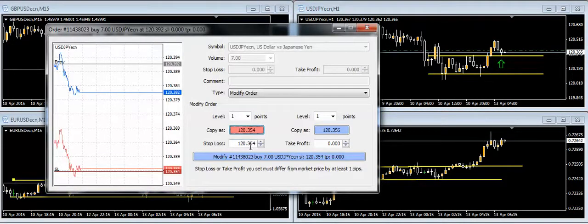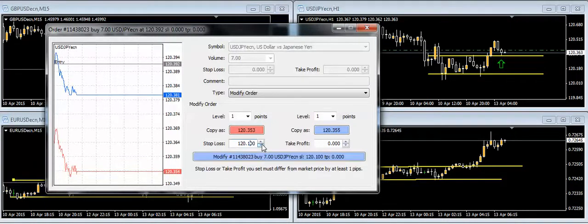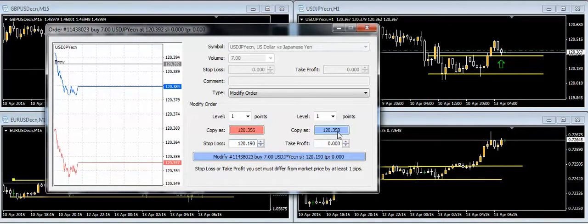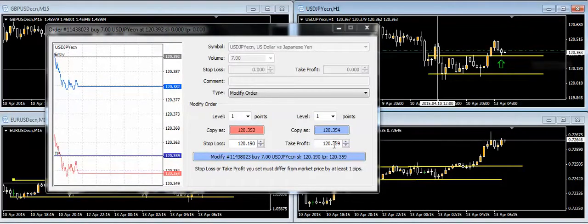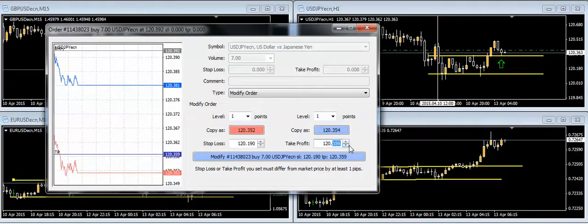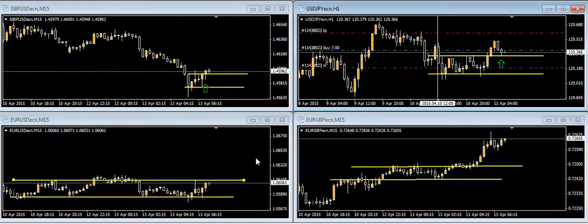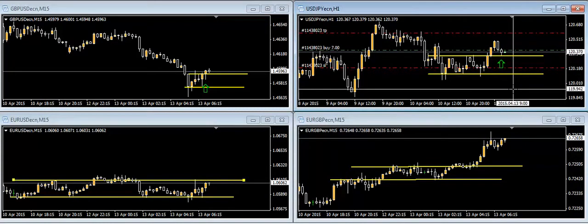So we enter the market at 120. We're going to go 120.19 for a stop loss, and 120.38. So 120.59 is our TP. So we got that locked in.